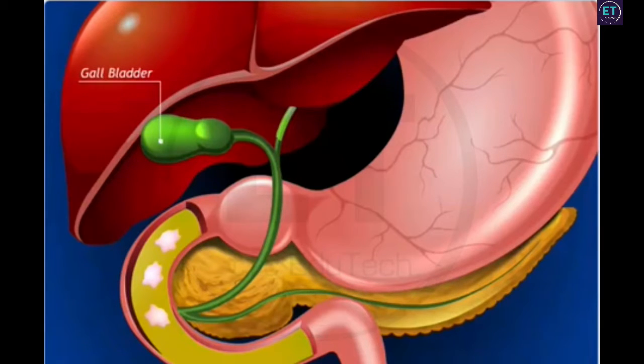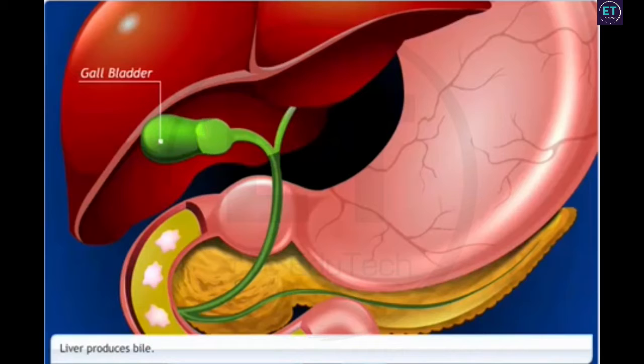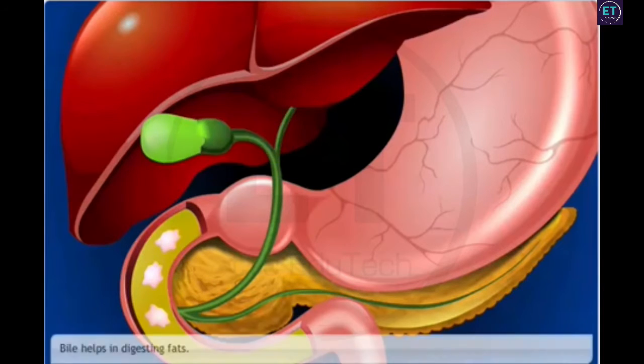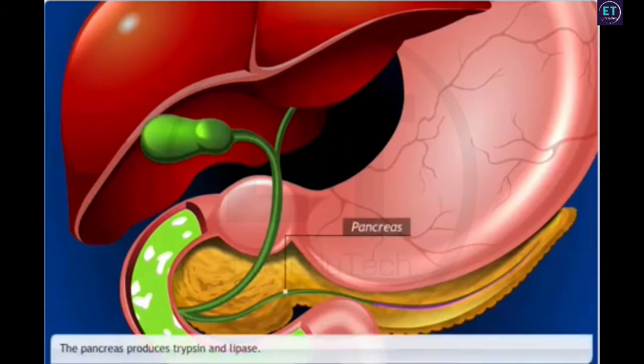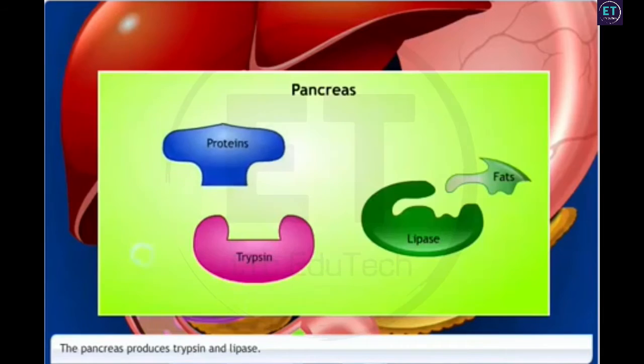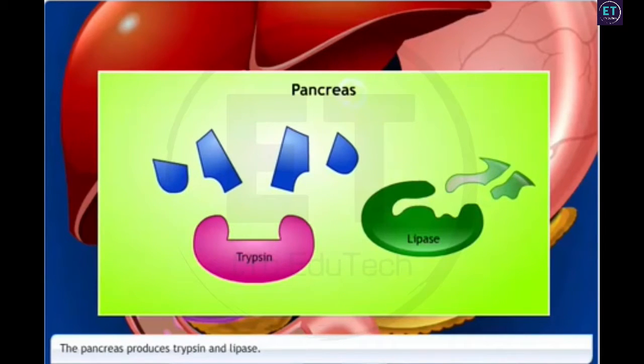The liver is a digestive gland that produces bile and is stored in the gallbladder until it is required. Bile contains bile salts that break down the fat into smaller globules. Bile juice also makes the food alkaline for pancreatic and intestinal enzymes to act on it. The pancreas produces pancreatic juice that contains enzymes such as trypsin and lipase, which help to break down proteins and fats.